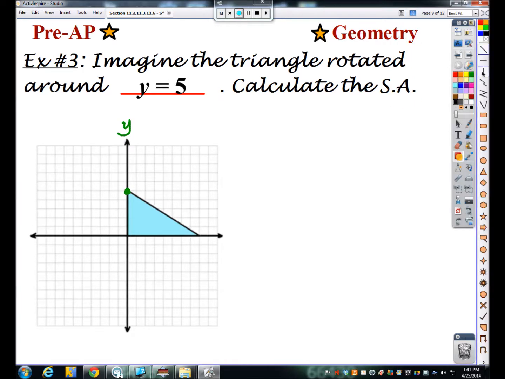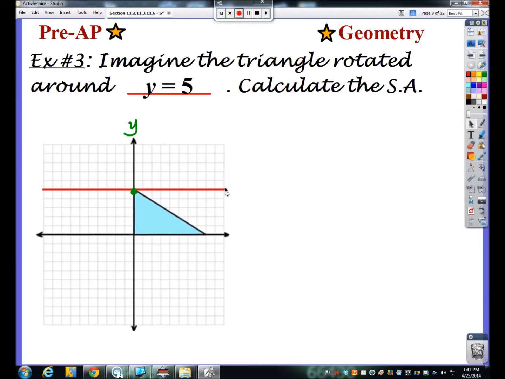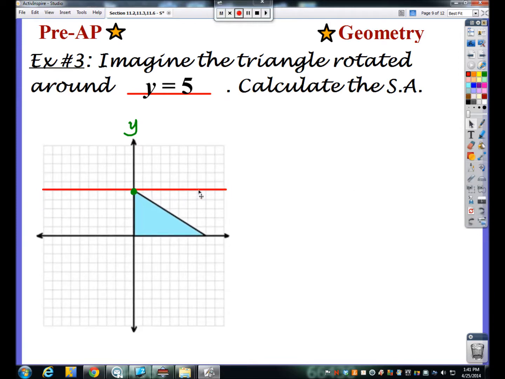The line y equals 5 is this horizontal line that goes through the point (0, 5). Take it back a notch. There we go.